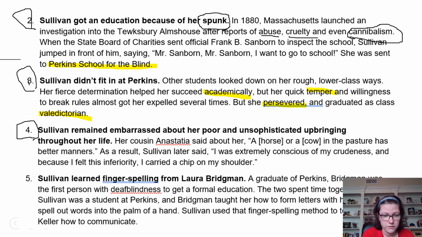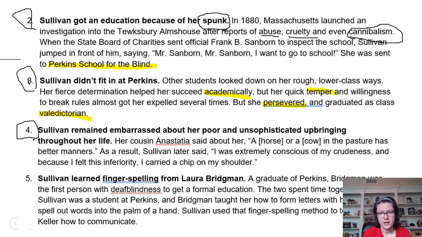Paragraph 5. Sullivan learned fingerspelling from Laura Bridgman, a graduate of Perkins, who was the first person with deaf blindness to get a formal education. The two spent time together, and Sullivan was a student of Perkins, and Bridgman taught her how to form letters with her hands and spell out words into the palm of her hand. Sullivan used that fingerspelling method to teach Helen Keller how to communicate.